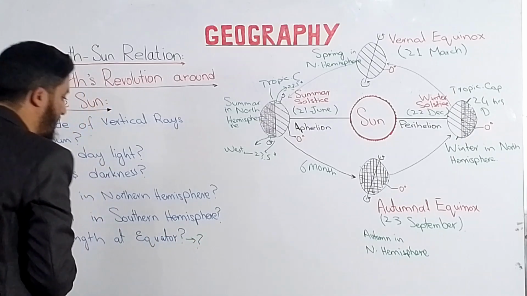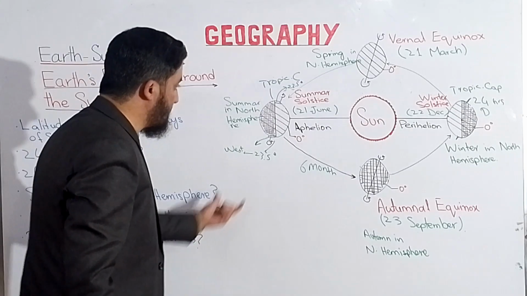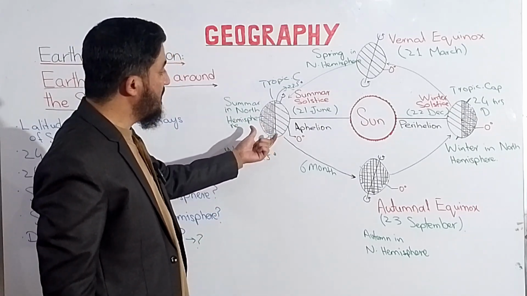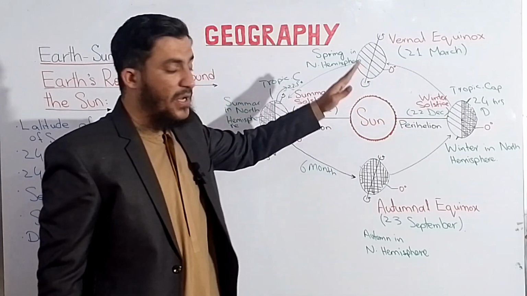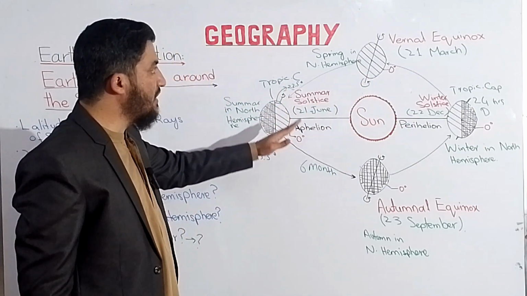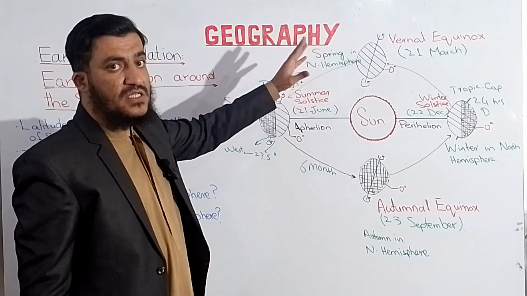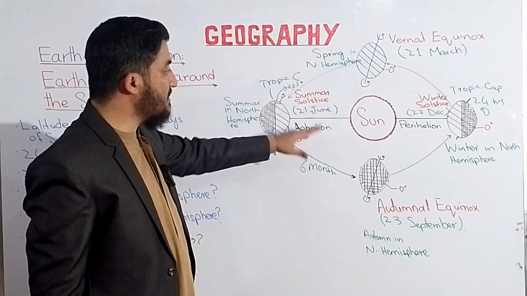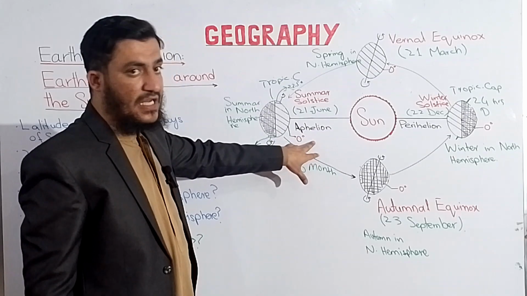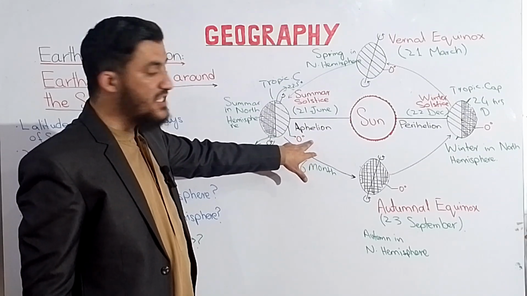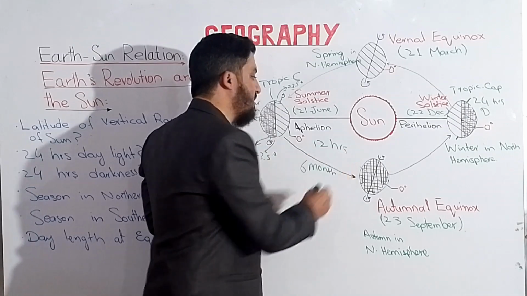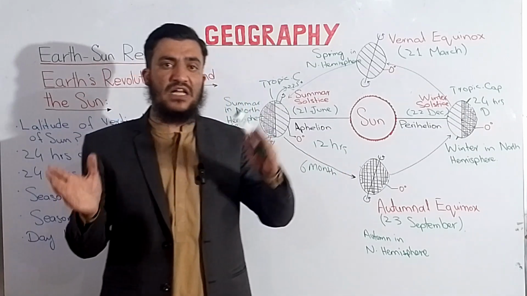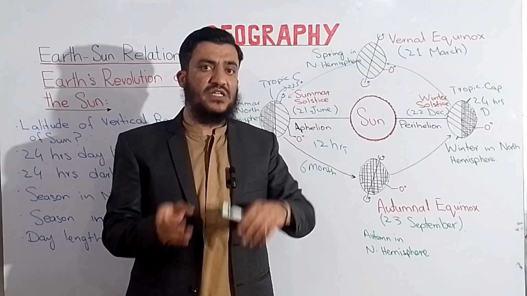So the last question is asked about the duration of the day at the equator throughout the seasons, either it is in winter, summer, autumn, or in spring season. The duration of the light will always be of 12 hours. So this was all about the earth and sun relationship. Thank you so much for watching. See you in the next lecture.